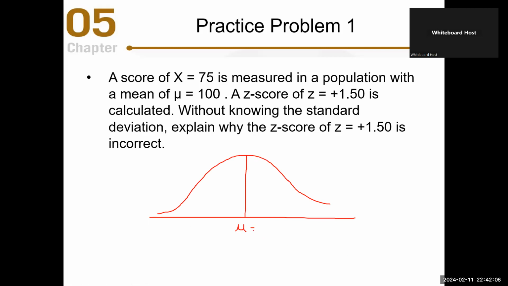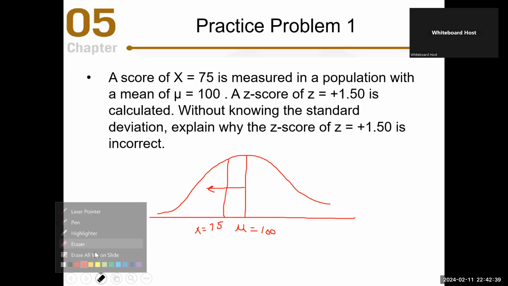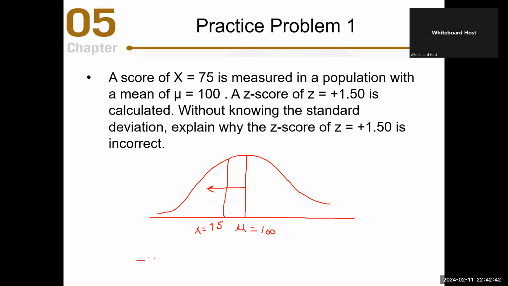We have our mean, which is 100. Our x value is going to fall somewhere in here because it's going to be x equals 75. So anything that lies in this region to the left, that's going to be a negative z-score. So this should be a negative z-score.